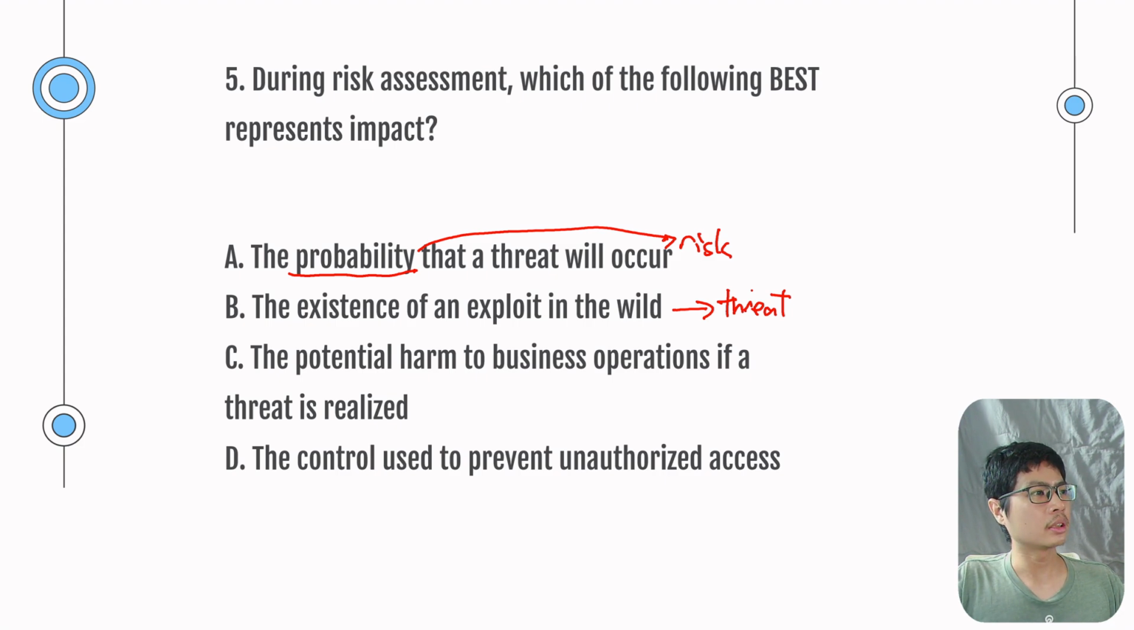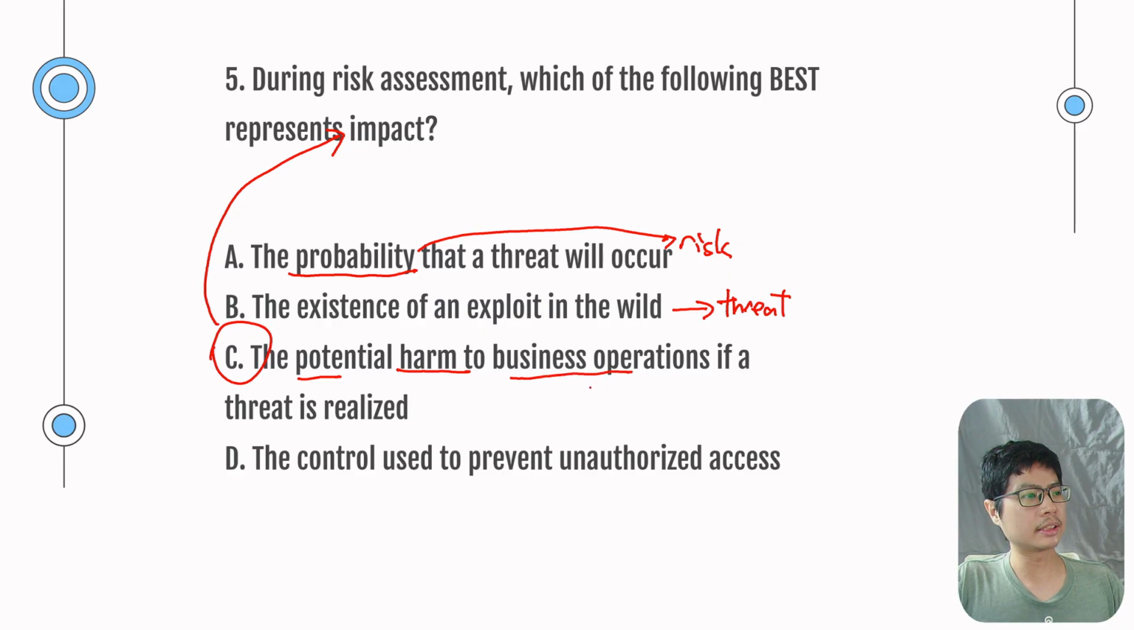Yeah. C. The potential harm to business operations if a threat is realized. And yep, this is the impact itself. We are looking at the harm, and yeah, it's a potential harm, because we would have to account whether the threat is able to exploit the vulnerability in order for the impact to occur. But the harm itself to the asset or to the business operations would be the impact. And lastly, D, the control used to prevent unauthorized access. So this is a control, and it's not the asset. So for this particular question, we are looking at C.